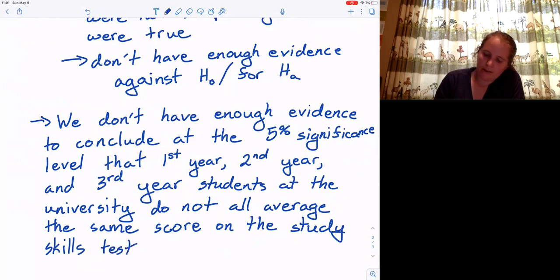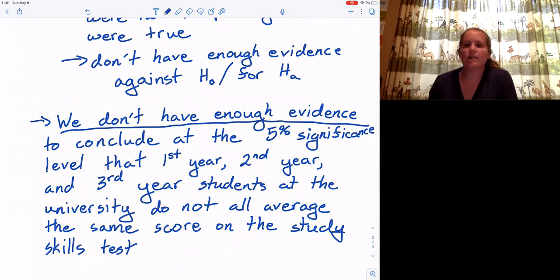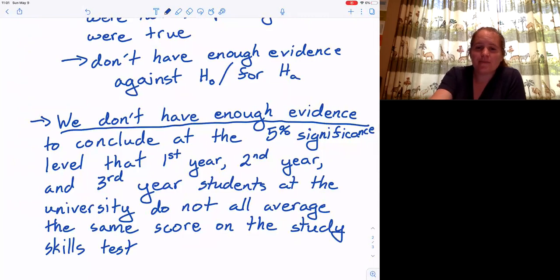So again, the key feature here is we do not have enough evidence. So we've basically proven nothing. We haven't shown that they're the same. We just do not have enough evidence to say confidently that they are different. So that is one-way ANOVA split over quite a few videos.